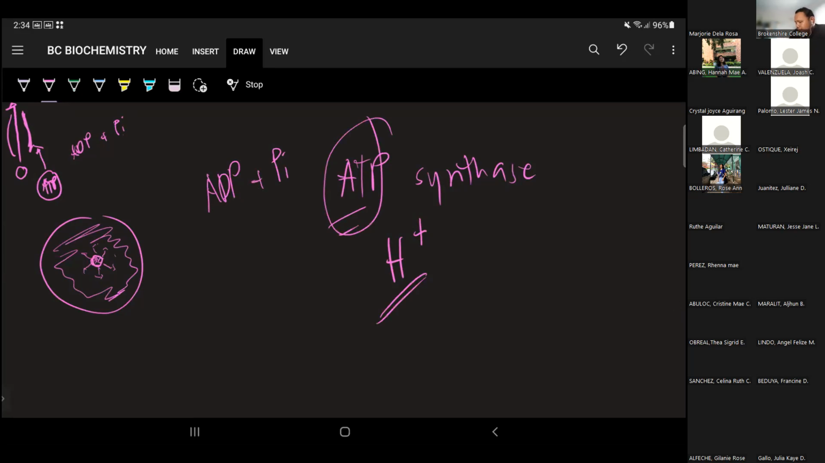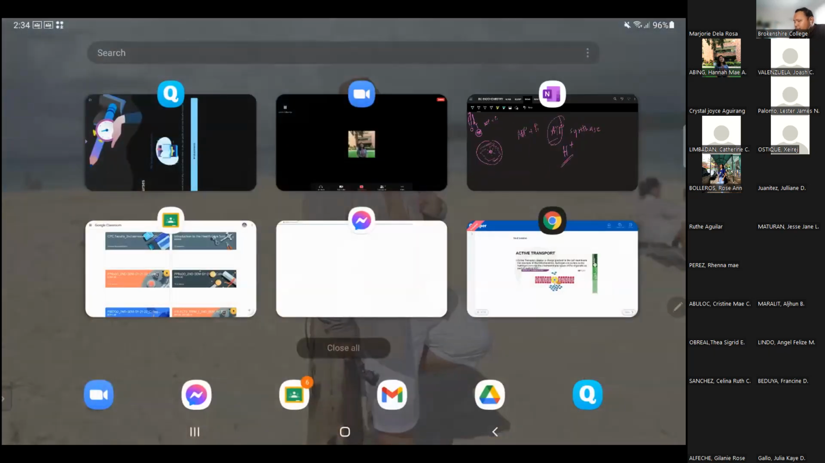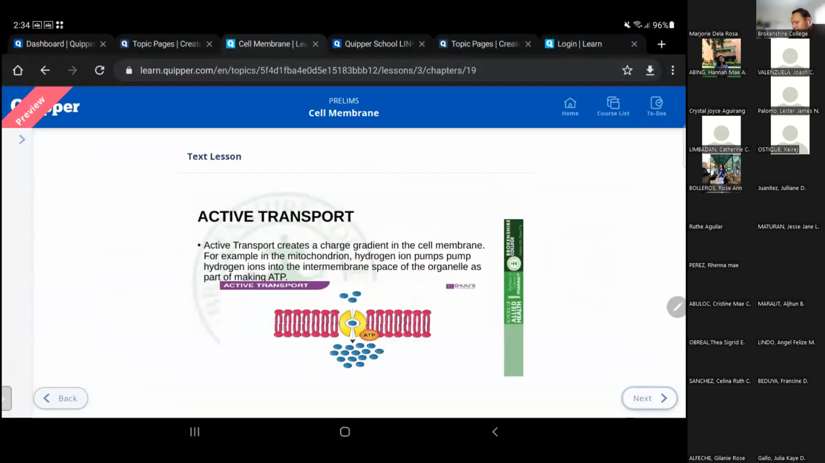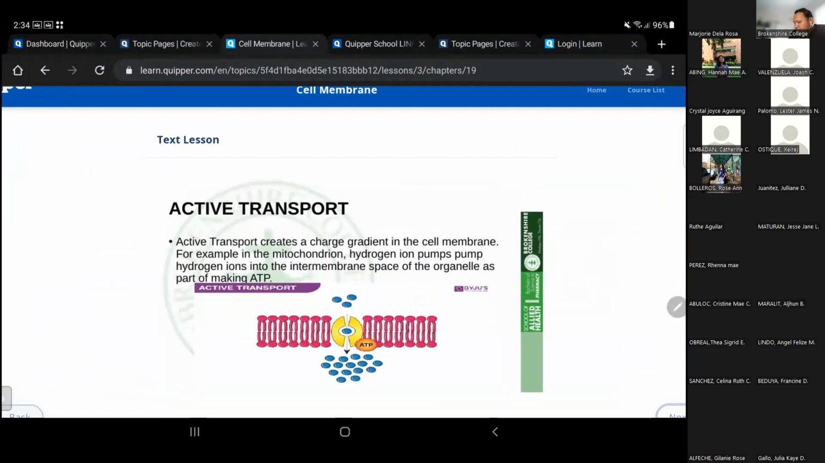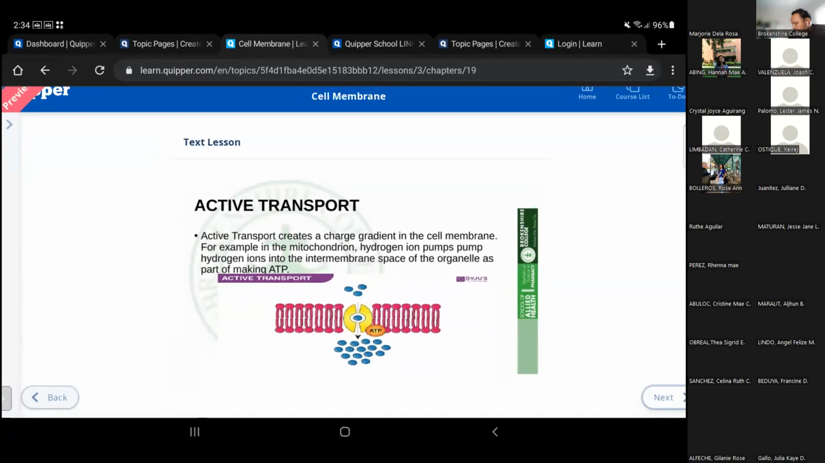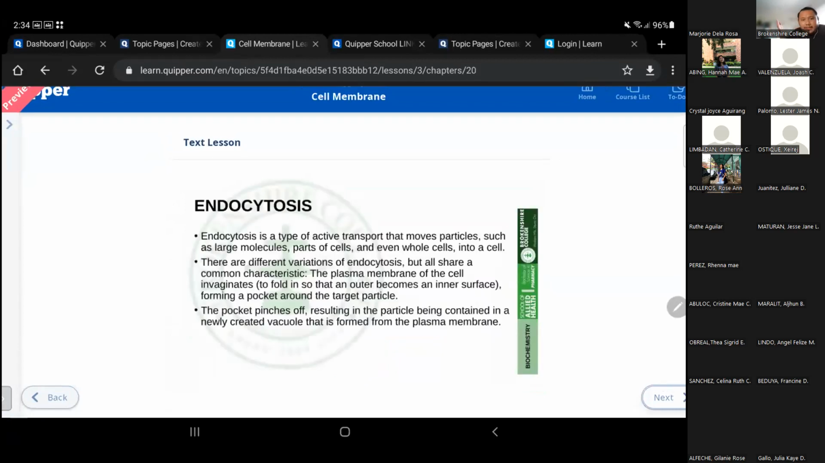Do you follow, guys? Yes, sir. So that is a requirement under the synthesis of ATP. That's why the hydrogen ion pump is included here: in the mitochondria, it pumps hydrogen ions into the intermembrane space of the organelle as part of the making of ATP by the ATP synthase enzyme. They need to pass through there to convert ADP to ATP. Okay, so that is active transport.